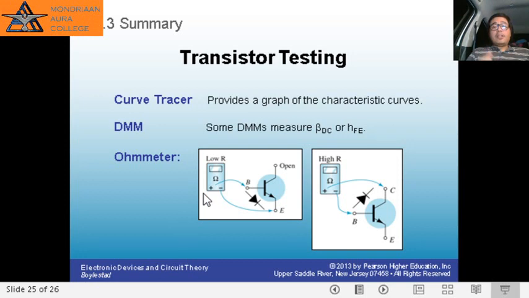Remember kasi ang BJT, parang dalawang diode yan na naka-back to back. Diba? Meron tayong emitter diode and meron tayong collector diode. So, kung paano natin tinetest yung diodes natin, ganun din natin ite-test yung transistor natin, kung gagamit tayo ng analog multimeter na nakaset sa ohmmeter range natin.